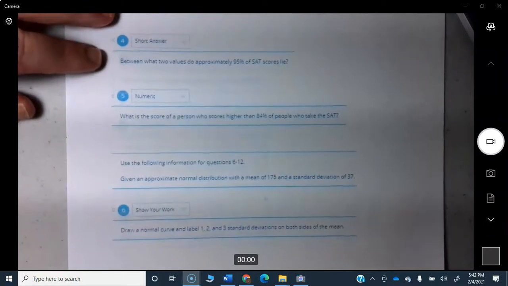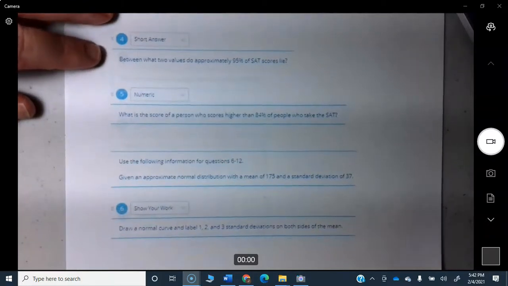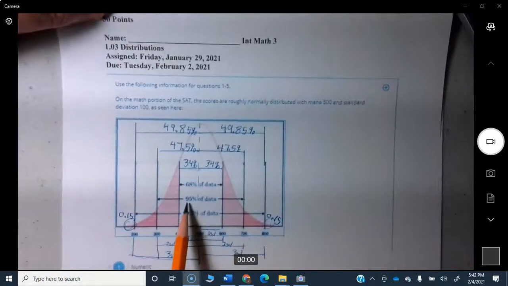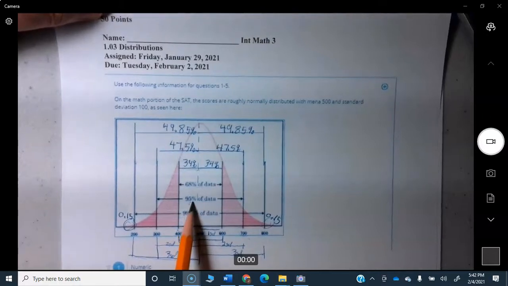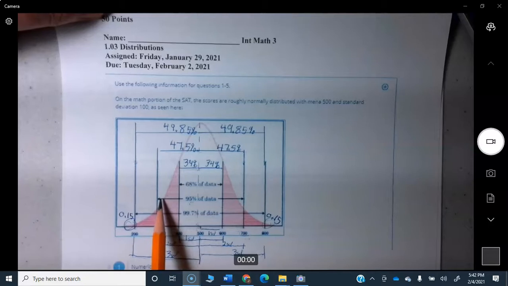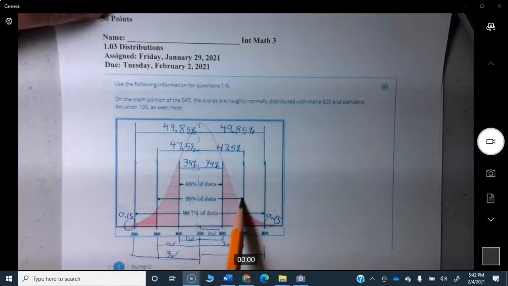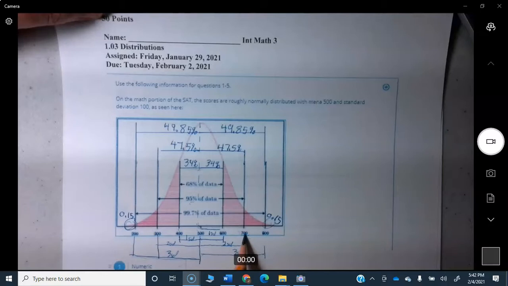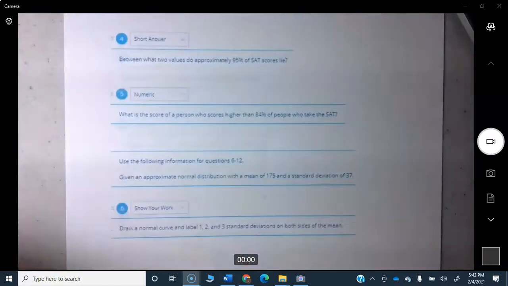Between what 2 values do approximately 95% of the scores lie? All right, so we come back here. For 95%, we can look at this number right here. 95% of the scores are between plus and minus 2 standard deviations of the mean. So what is that? It's between 300 and 700. So that's the answer to number 4.